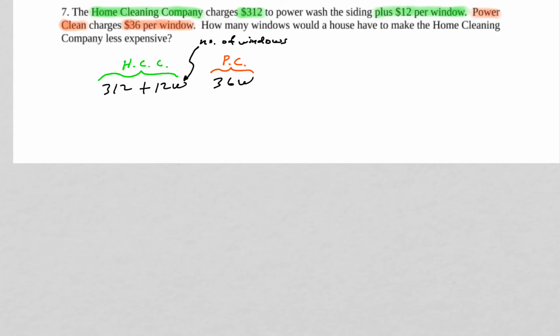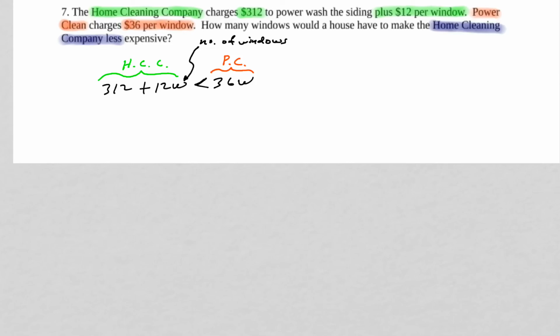And then we have to answer the question. So the question says, how many windows would a house have to make home cleaning company less expensive? So we want to note this right here, that we want home cleaning company to be less. So we make home cleaning company less than Power Clean. So there's our inequality. We just have to solve it.